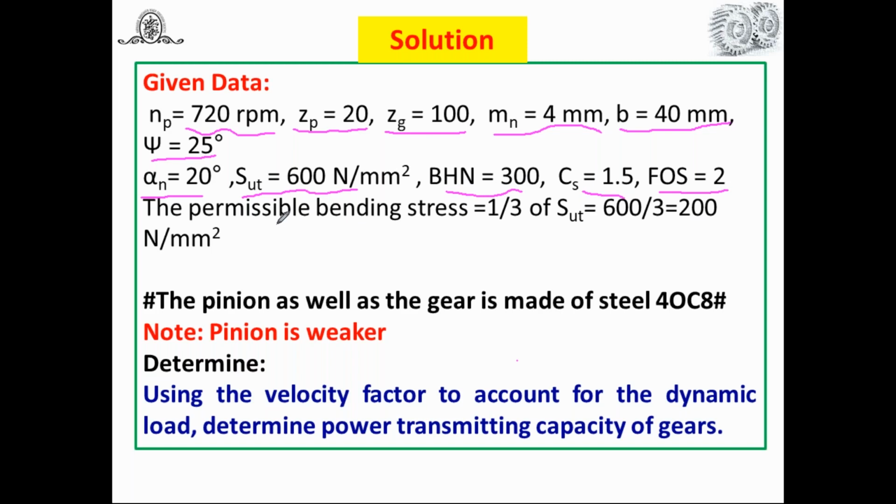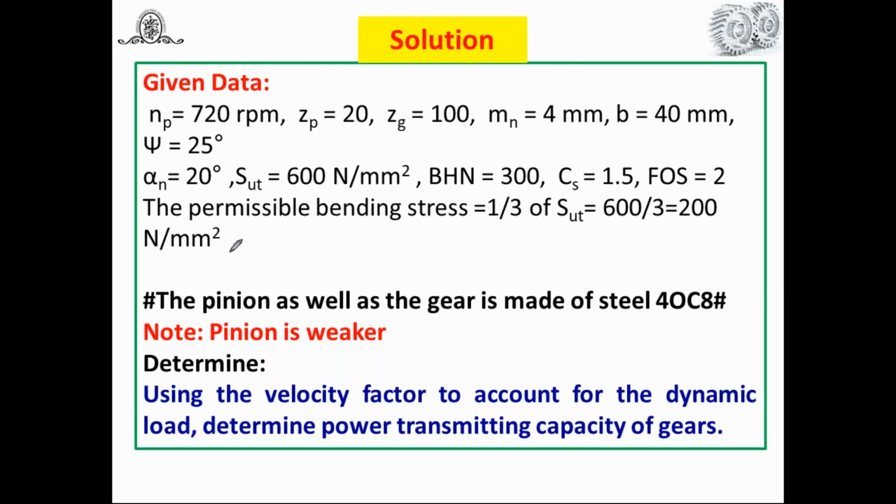FOS 2. But here you know very well, permissible bending stress sigma B is equal to 1/3 of SUT. So you can calculate this sigma B. SUT is given 600, you will get 200 Newton per mm square. In this way, you can write down the given data.